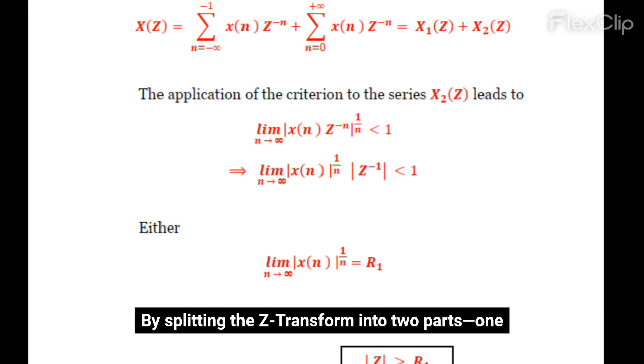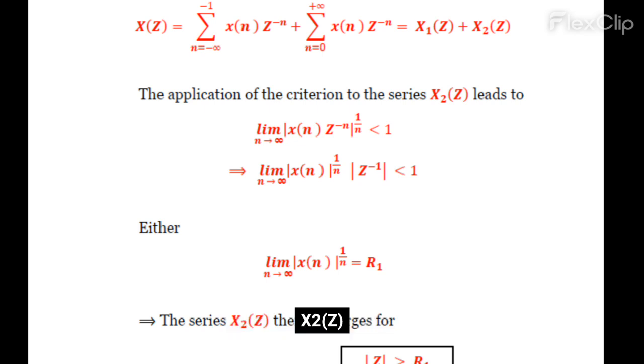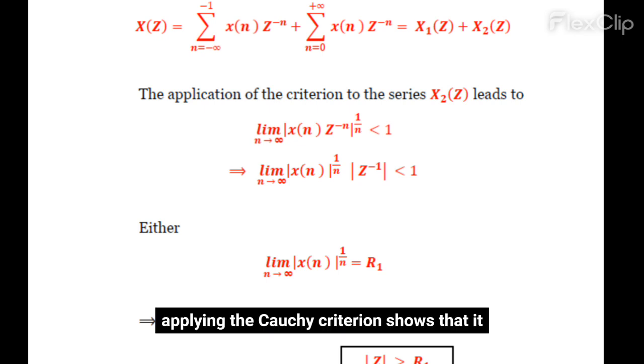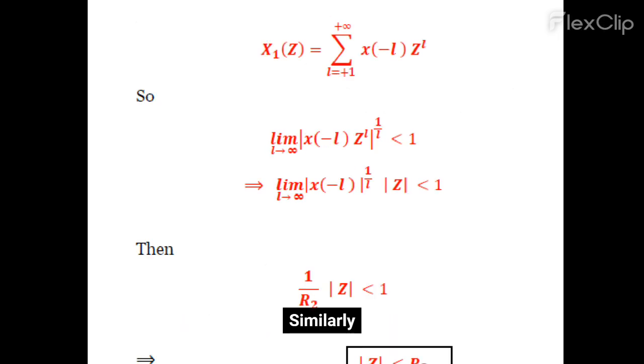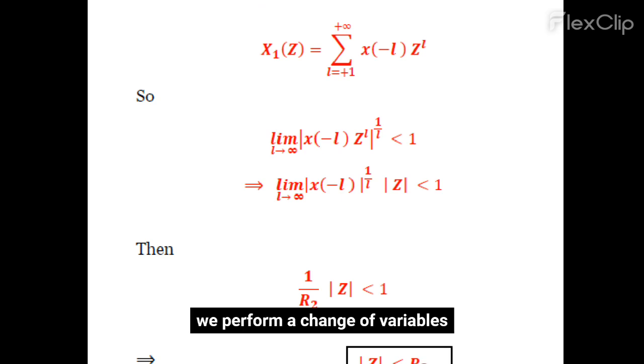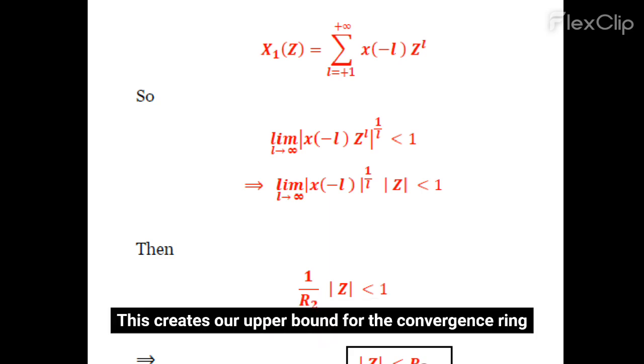By splitting the Z-transform into two parts, one for negative time and one for positive time, we can analyze convergence separately. For the positive time series, X2(z), applying the Cauchy criterion shows that it converges whenever the magnitude of z is greater than a certain radius R1. Similarly, for the negative time part X1(z), we perform a change of variables. The math reveals that this part of the series converges when the magnitude of z is less than a second radius, R2. This creates our upper bound for the convergence ring.